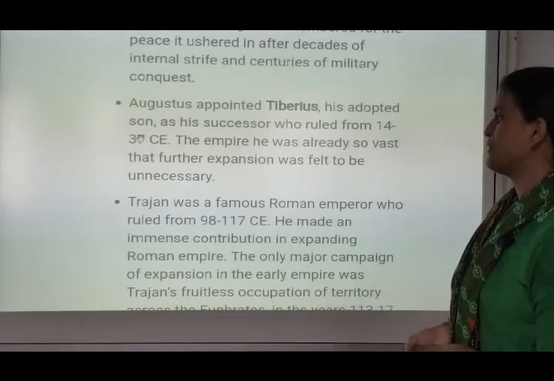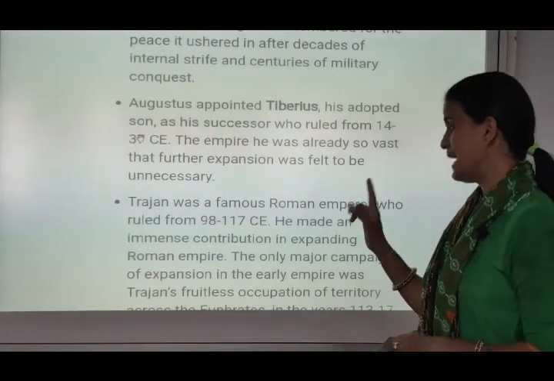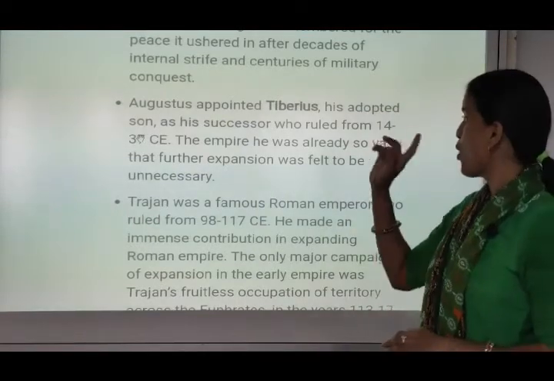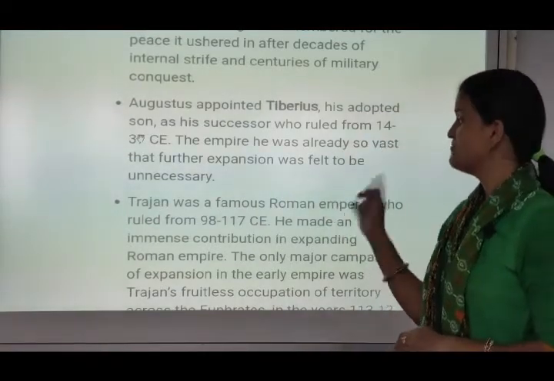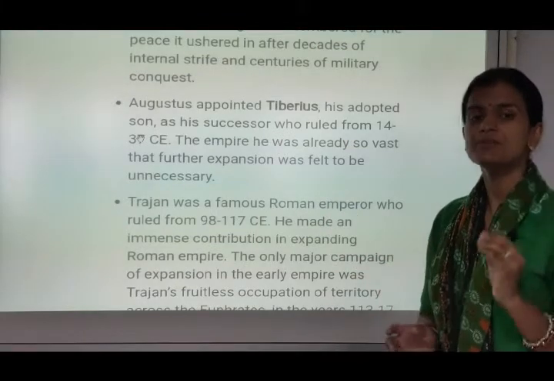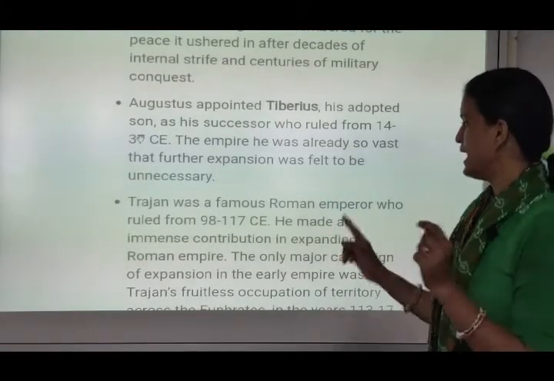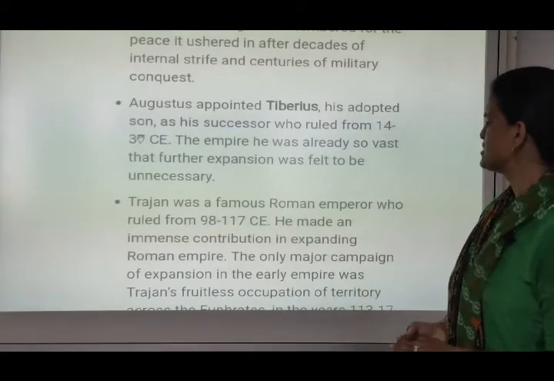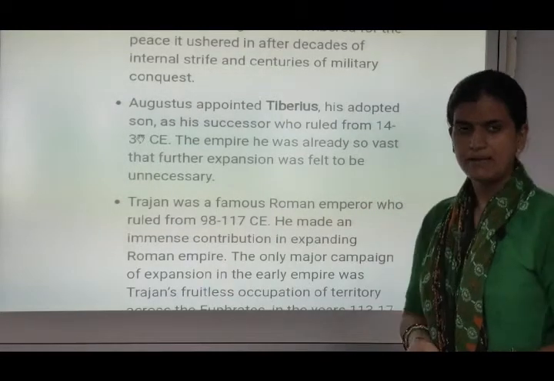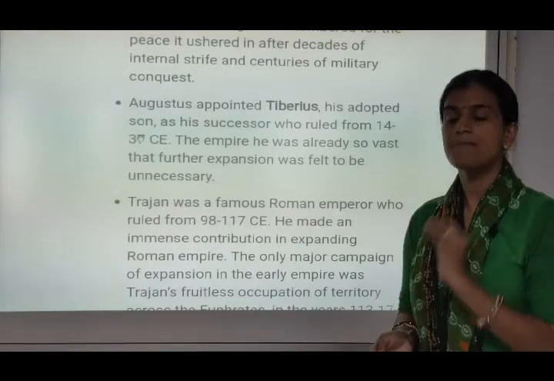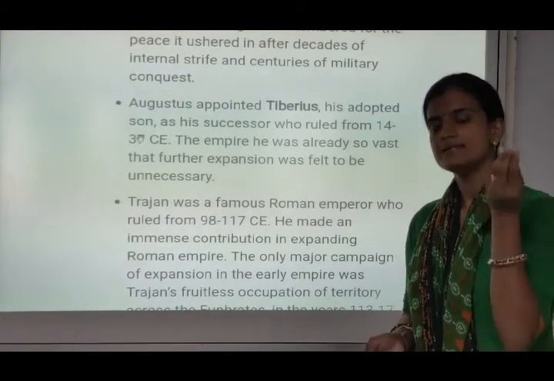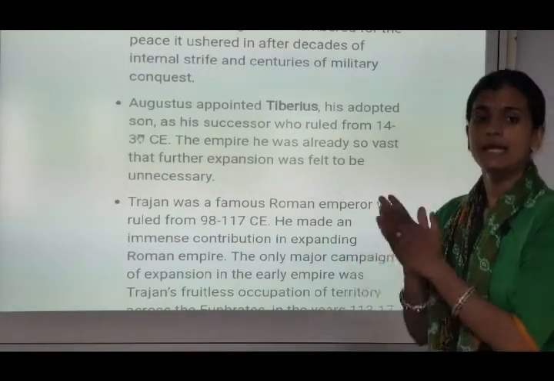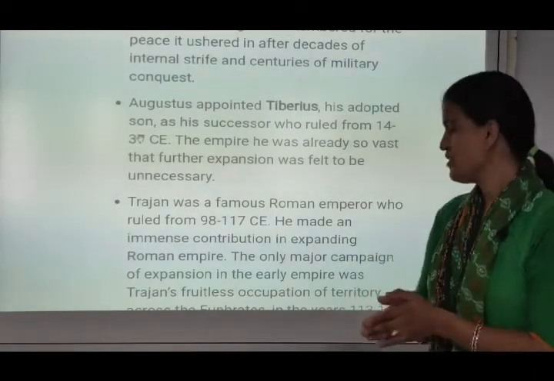Trajan was a famous Roman emperor who ruled from 98 to 117 CE. So the next ruler we saw after Augustus, then Tiberius, was Trajan, the famous Roman emperor who ruled from 98 to 117 CE. He made an immense contribution in expanding the Roman Empire. It means at the time of Augustus the empire was expanded, and in the time of Tiberius there was no need to expand it. But what did Trajan do? He expanded the empire in such a way.